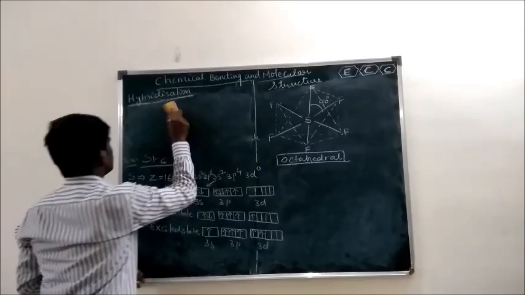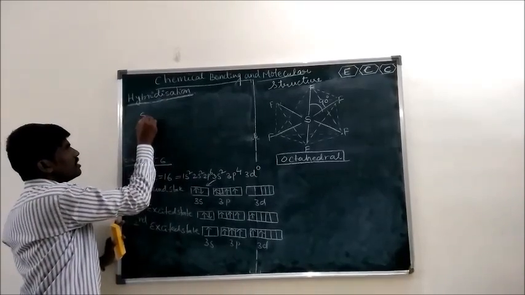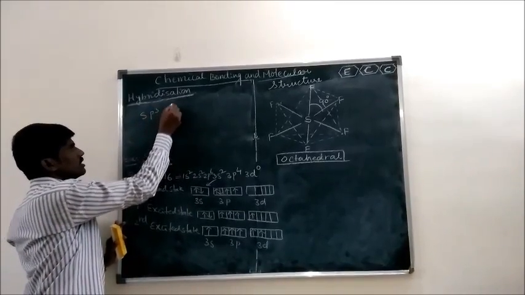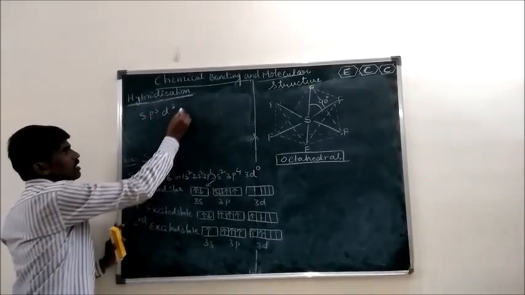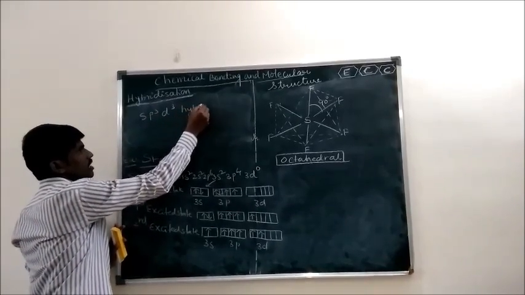The third type of hybridization in which d orbitals are involved, but overall it is the sixth type of hybridization.